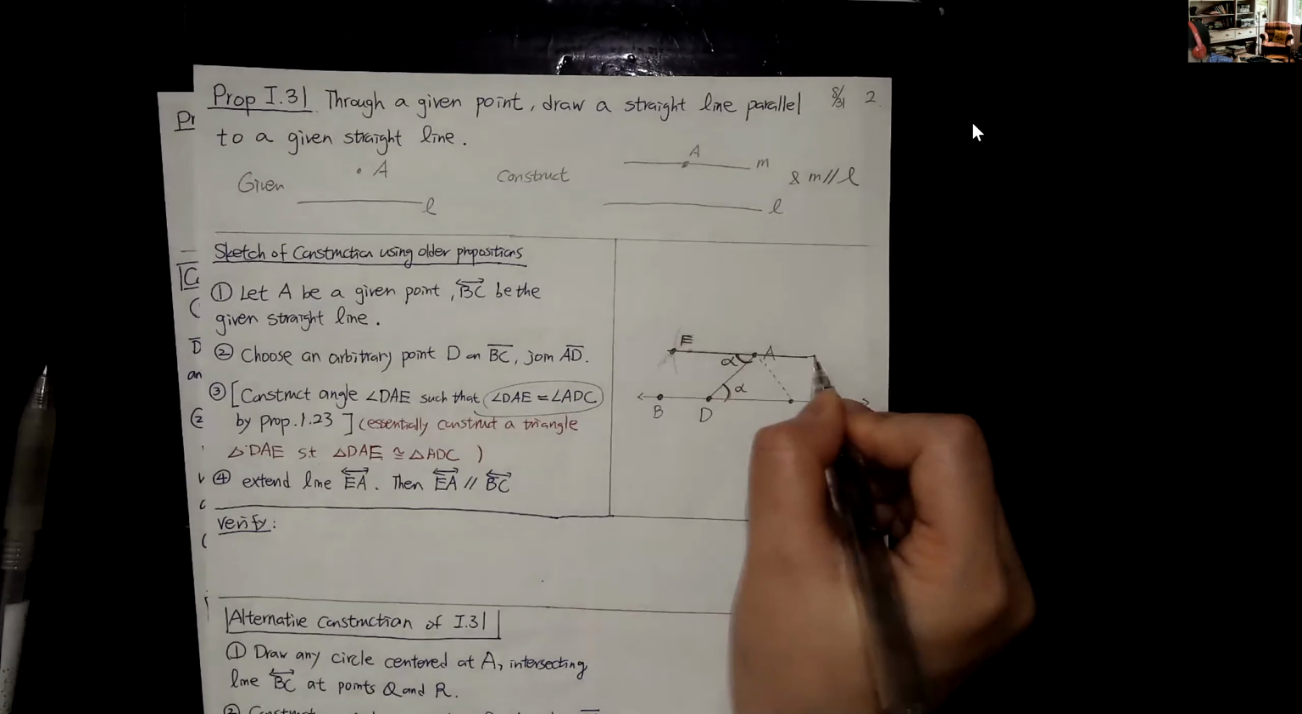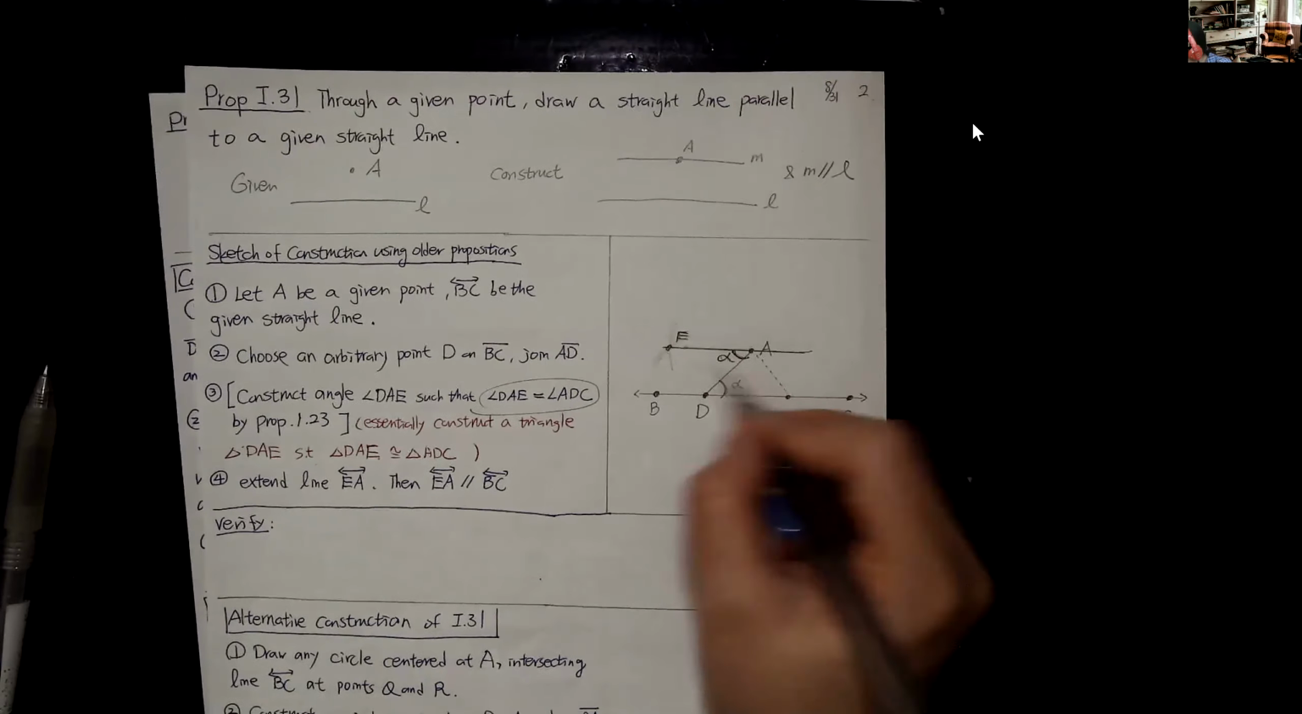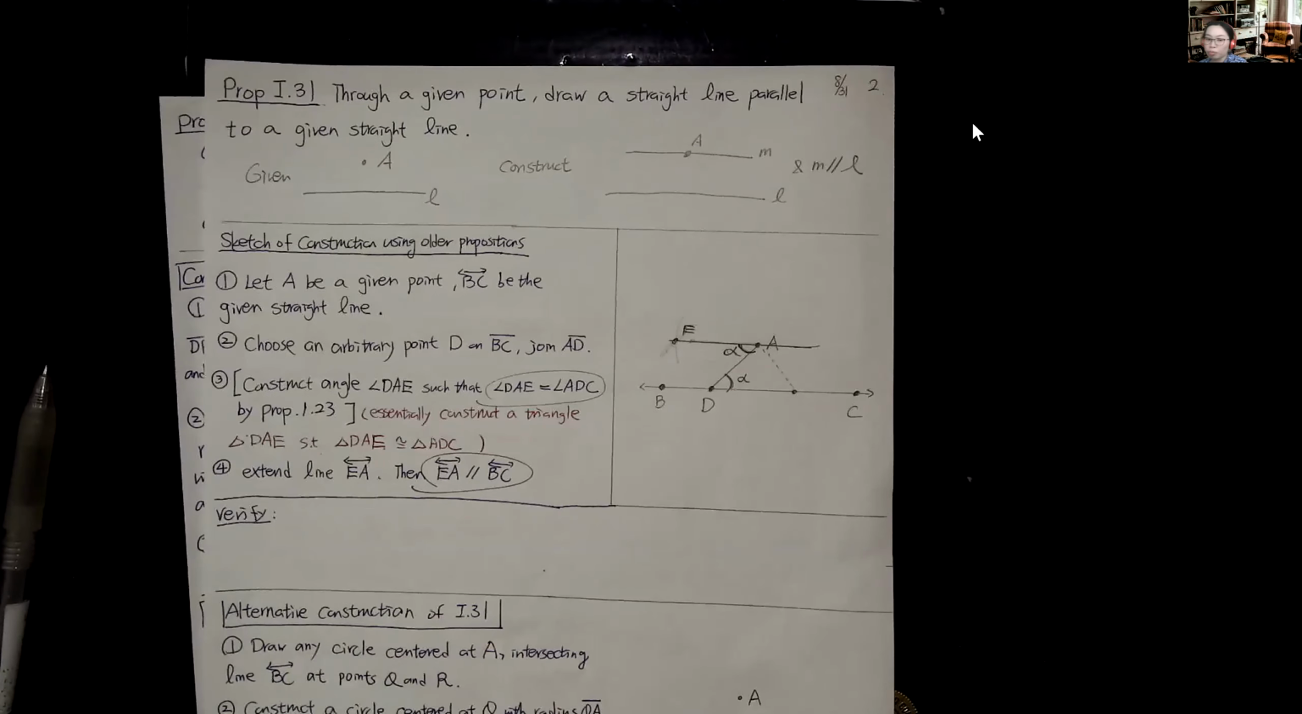Then if we extend this line EA, I claim EA is going to be parallel to BC, okay? And you can see from the picture, this is exactly what we just did with proposition 1.27, right? So 1.27 tells us if you have equal alternate interior angles, then it implies two lines are parallel. So the verification exactly relies on proposition 1.27. Let me do the verification quickly.